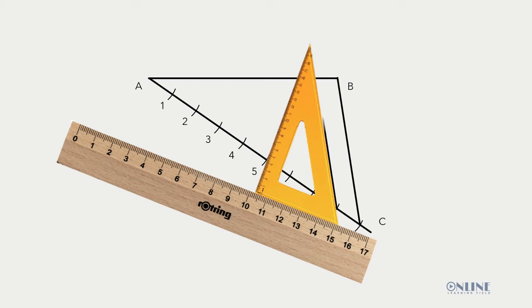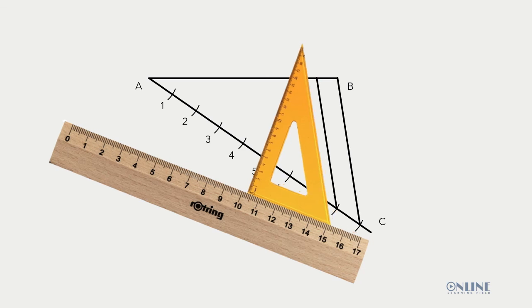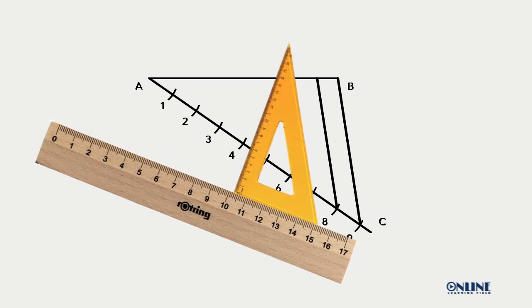Draw point 8 up to AB. We shift the set square and draw from point 7 up to AB.